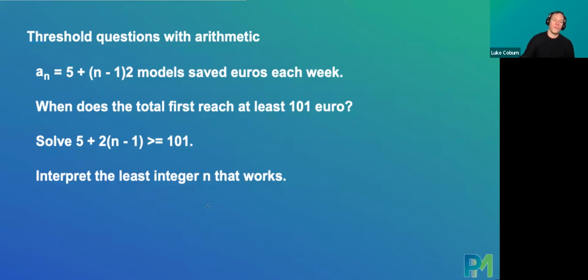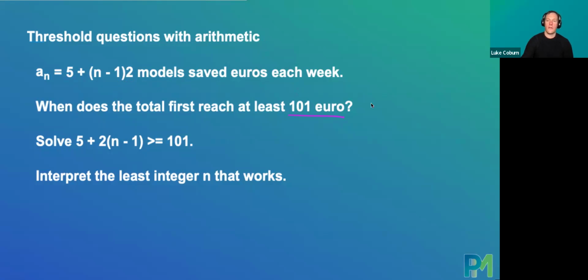So basically it says, when does the first total reach at least this €101? So we have something like €5 in our bank account, or in a piggy bank, and then we can put €2 in extra per week. And when will we have €101, which is enough money for something? And what we're going to do is just a little tiny trick.